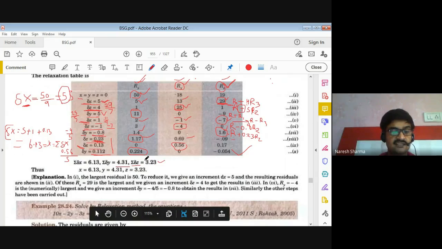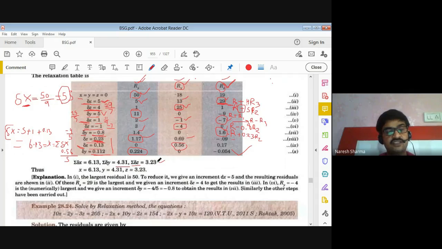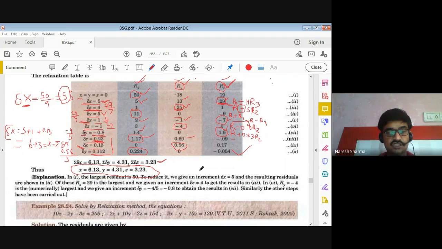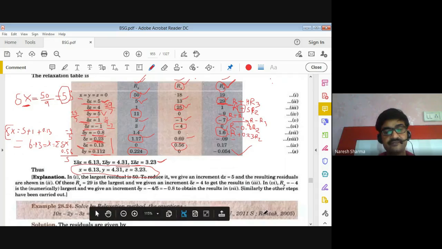So this is your x, this is your y, and this is your z. Okay, so now you get the value of your unknowns, that is x, y, and z. So this method is called the relaxation method, right? One more thing you need to do in the relaxation method.